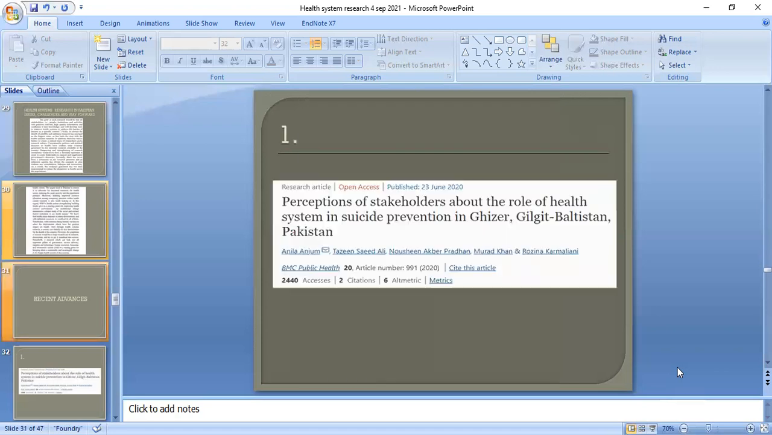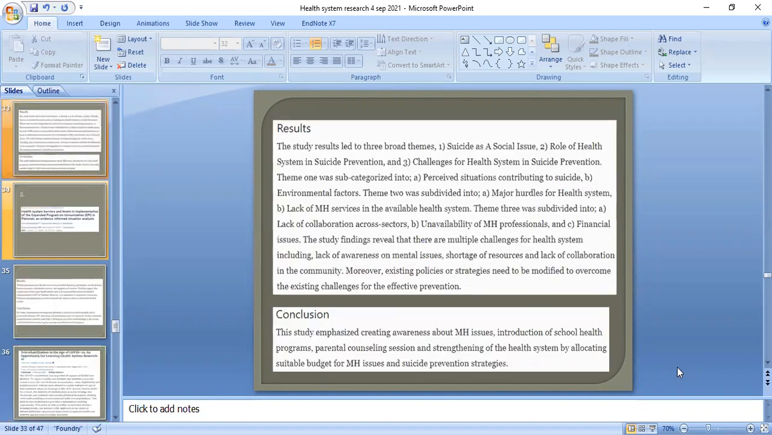Now, the recent advance number one is on perceptions. The title of the recent advance is the perceptions of stakeholders about the role of the health system in suicide prevention in Ghizer, a region in Gilgit-Baltistan in Pakistan. The results of this study lead to three broad themes: suicide as a social issue, role of health system in suicide prevention, and challenges of health system in suicide prevention.